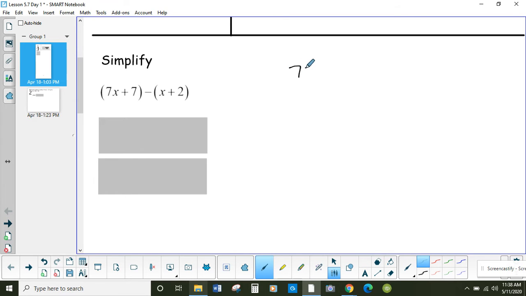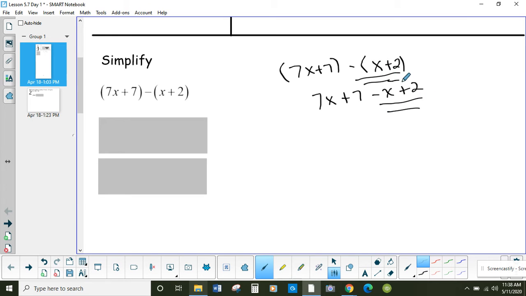So we have 7x plus 7 minus this whole expression, x plus 2. And that is different than this. This is not the same. Don't write this part down that I'm writing right now. That's not the same as minus 2x plus 2. You see, this is not the same as this. These are different. Because of these parentheses, we're going to have to subtract the 2 also, whereas in this problem here, we're not doing that. So notice the difference between those two problems. The minus sign in parentheses means distribute a negative. That's the skill we're learning today.